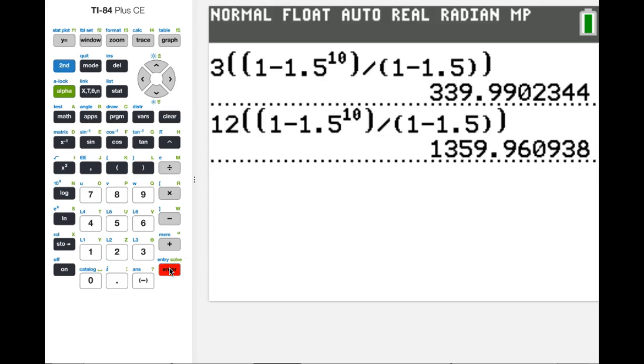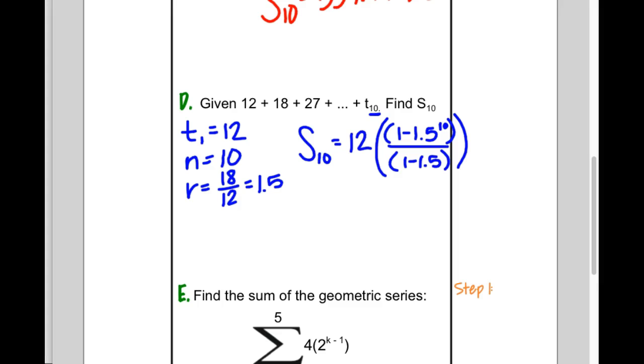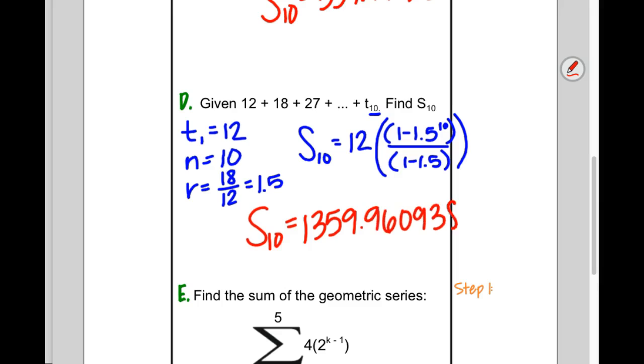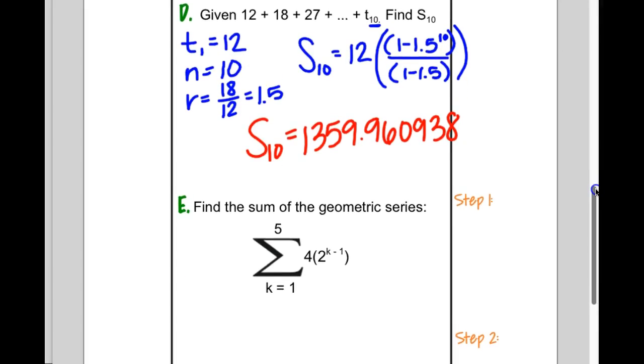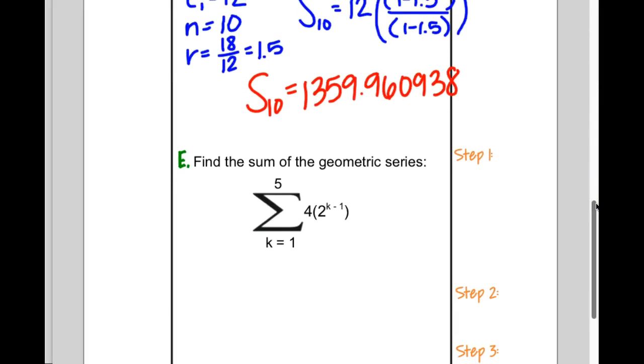And you get another, not quite so ugly, but still not super pretty number. So we'll go ahead and write that one down. And we get that the sum of the first 10 terms is going to be 1,359.96093. And some of you are probably going, are all of the problems going to be this ugly? No. These ones just happen to be because the common ratio is 1.5. If the common ratio is a whole number, they're not constantly getting bigger as fast. Usually it's not quite as messy.